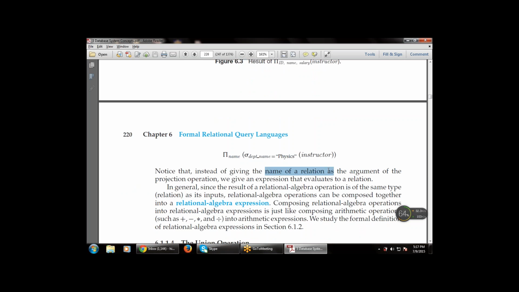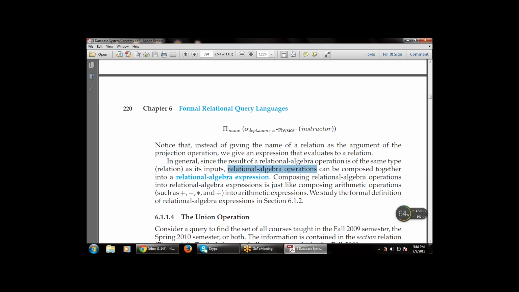Notice that instead of giving the name of the relation, we use an expression that evaluates to a relation. In general, since the result of a relational algebra operation is of the same type, a relation, as its input, relational algebra operations can be composed together into a relational algebra expression. Composing relational algebra operations into a relational algebra expression is just like composing arithmetic operations into arithmetic expressions.